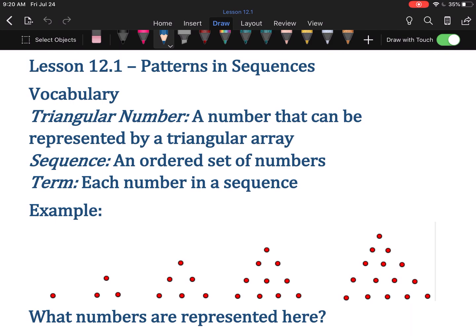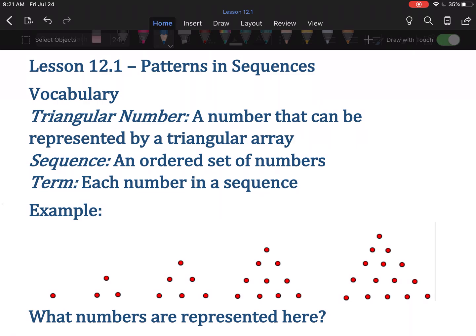Some vocabulary. First up, we have triangular number. A triangular number is a number that can be represented by a triangular array, and you'll see that in the first example. A sequence is an ordered set of numbers, so it's just a list of numbers where we've put them in a specific order for a reason. And a term is simply a number in a sequence.